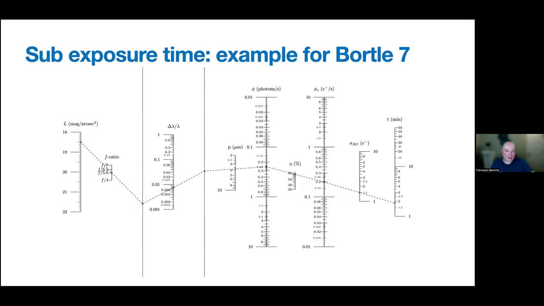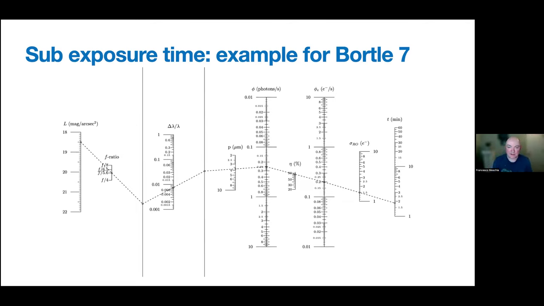So my line goes from this point, goes through the point that corresponded to the F ratio of my telescope, and then I keep on drawing with the pencil and the square and the straight edge until I meet this vertical line. Then from this point, I draw another line that goes through the point that corresponds to, it's called, the spectral efficiency of my filter.